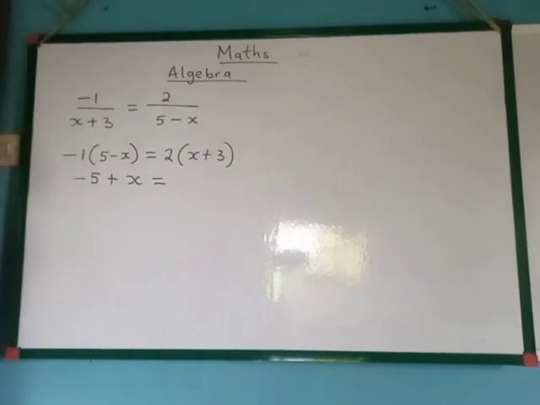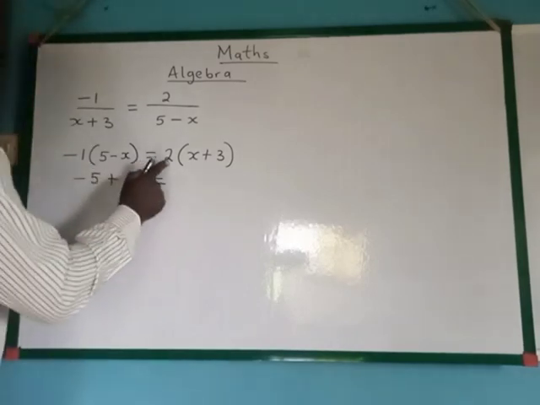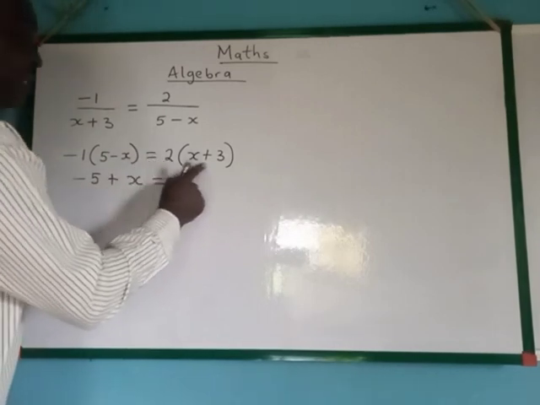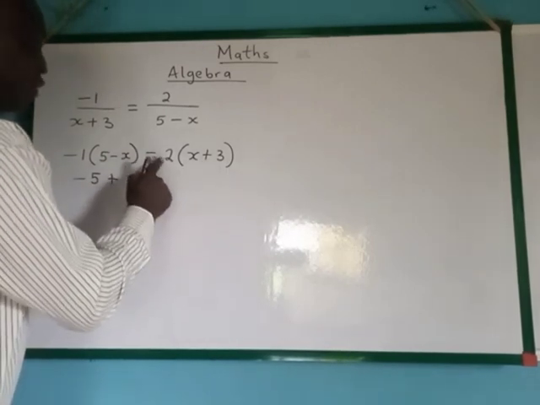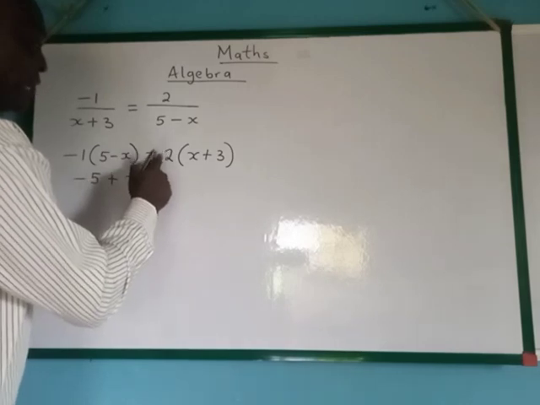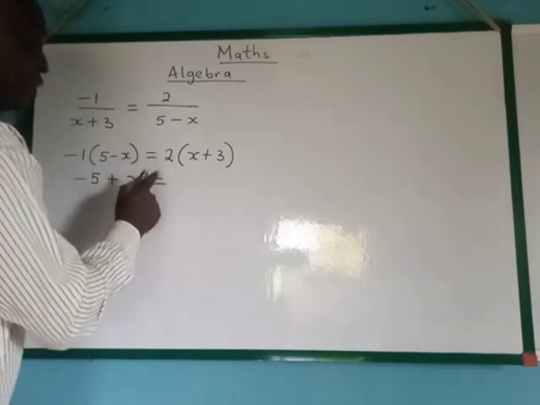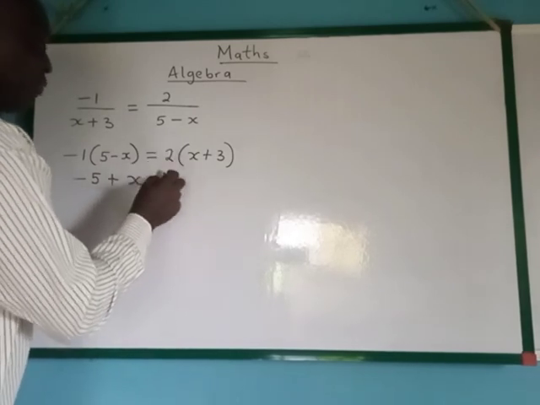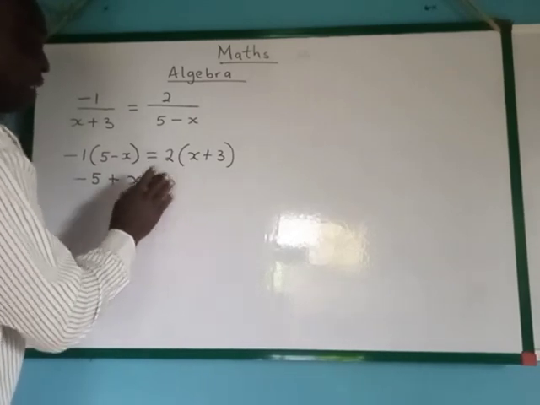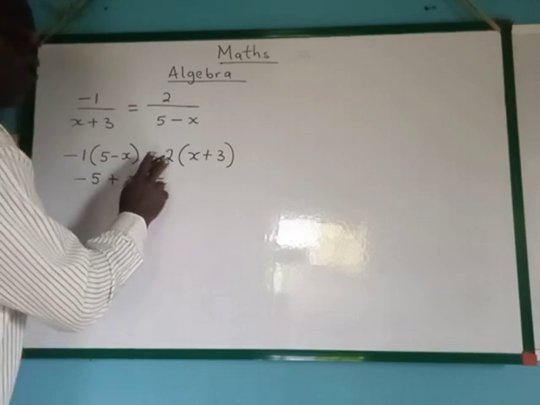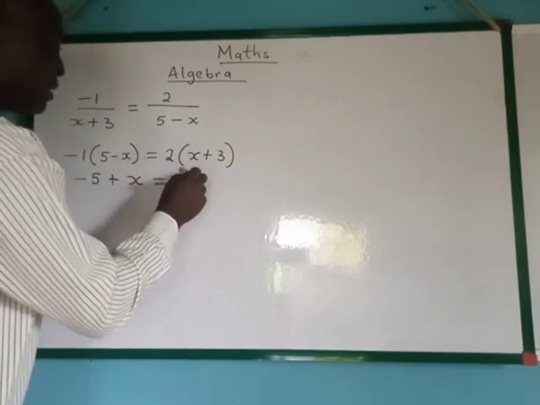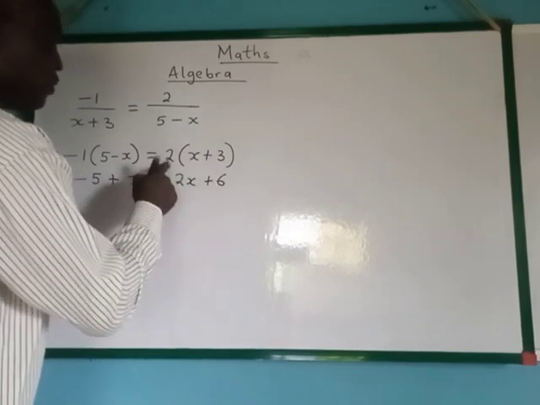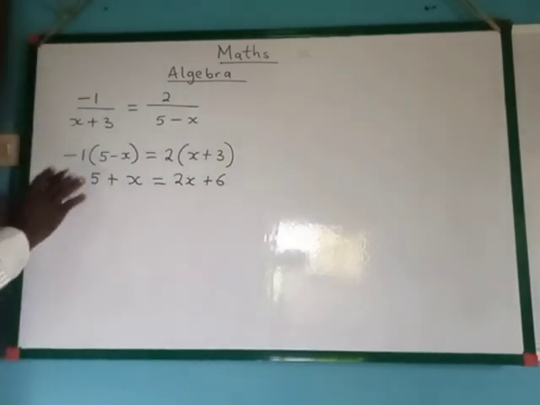We introduce the equality sign. Then we have 2 outside the bracket here. What you do is to use the 2 to multiply every term inside. This is plus 2. There is no sign at the front, it means it is positive. This is also positive. Positive and positive will give us positive, so there is no need to write it. Then we have 2 times x, it becomes 2x. 2 times 3, it becomes plus 6. Now we have opened the bracket.